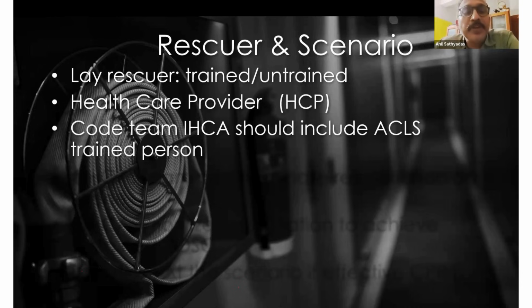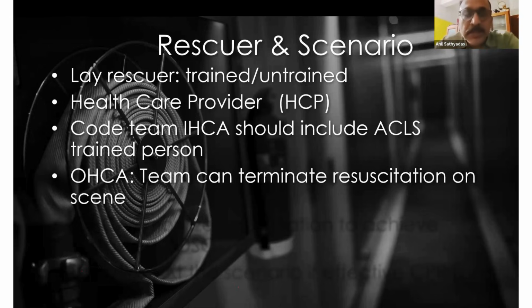And in the 2025 guideline, they have specifically emphasized the need for an ACLS trained person in the code blue team. Okay, you have a code blue team every day, and in that team, in the in-hospital cardiac arrest, one person should be an ACLS trained person.